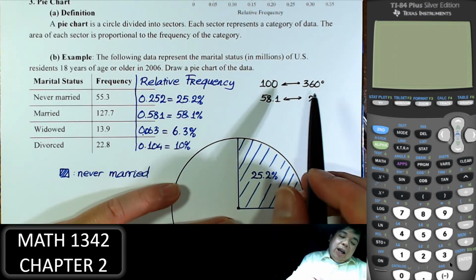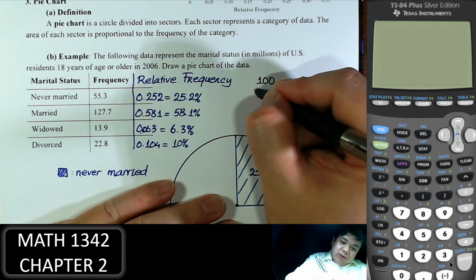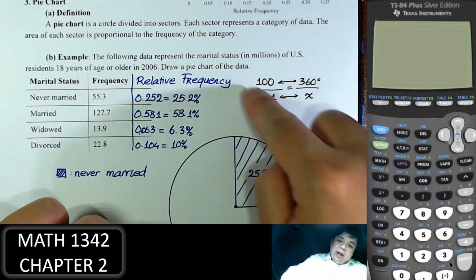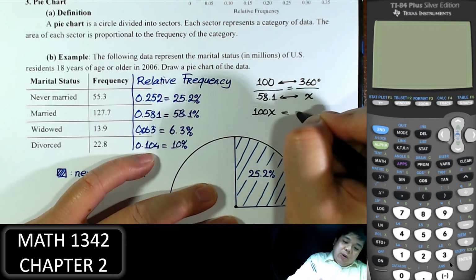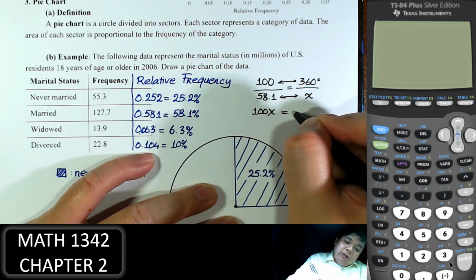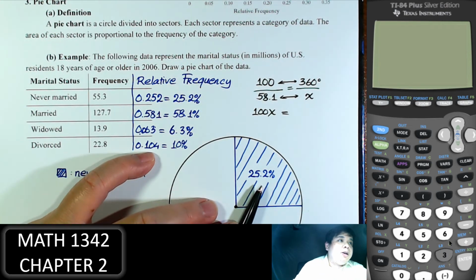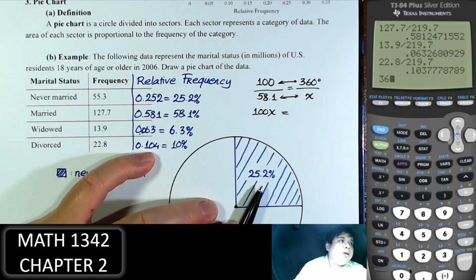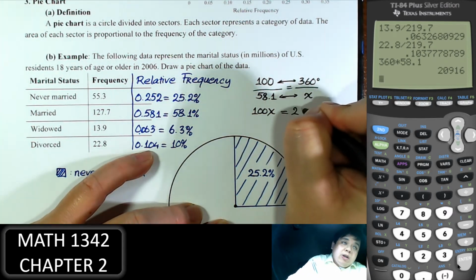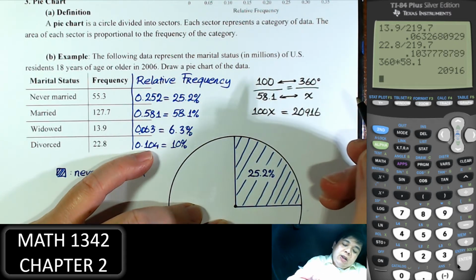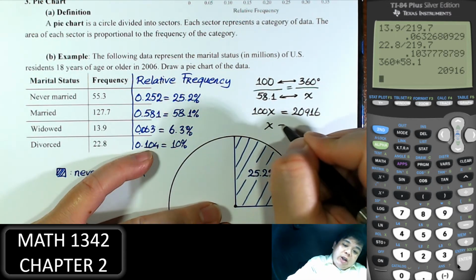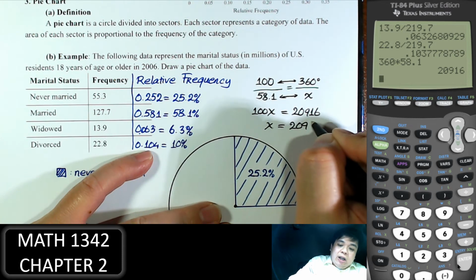Right, so now for this, just set up the ratio, make them equal, and cross multiply. So 100x is equal to 360 times 58.1. So that is 20,916. Now we divide by 100 on both sides. We have x equal to 209 degrees.